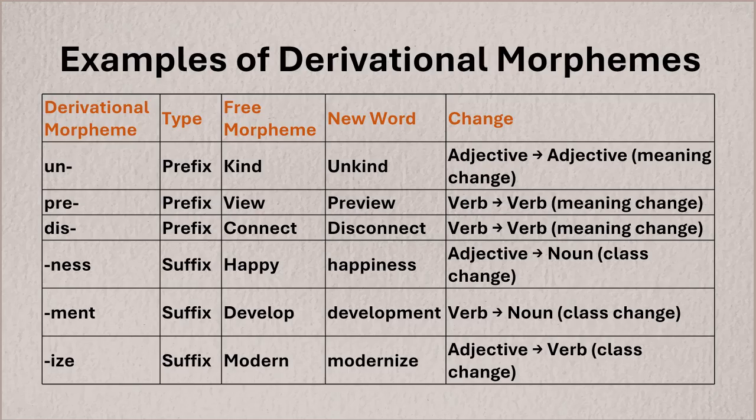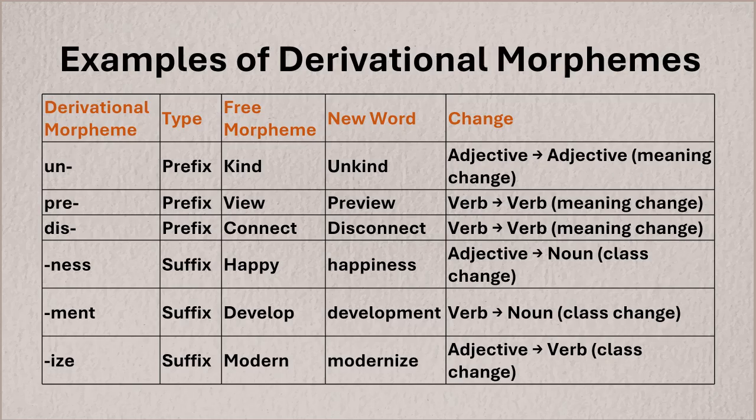Similarly, pre in preview means before, so preview means to view beforehand. The prefix dis in disconnect adds a sense of reversal or negation to connect, giving the meaning to undo or separate a connection. On the other hand, ness is a derivational suffix. When added to the free morpheme happy, it forms happiness, changing the grammatical category from an adjective to a noun that expresses a state or quality.